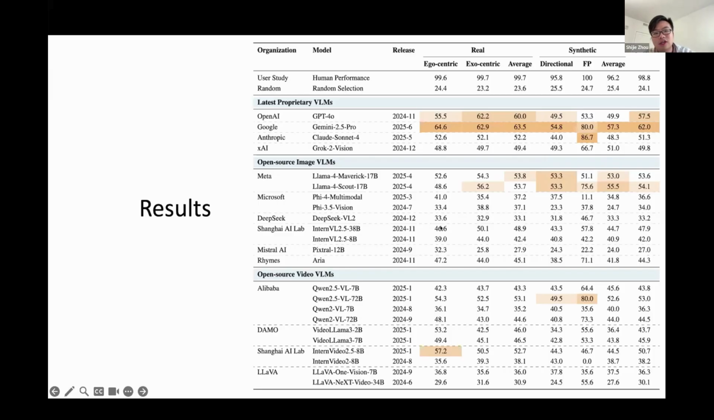And we also classify the VLMs into open source image VLMs, which means they can only use multi-frame images as the input modality. And we also test the video VLMs, which can directly take the video file as input. And we find that the accuracy is far away from the human performance. So this could be an issue.